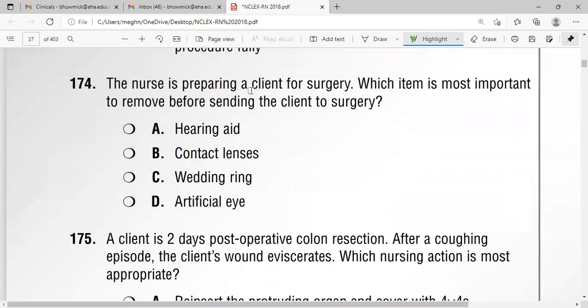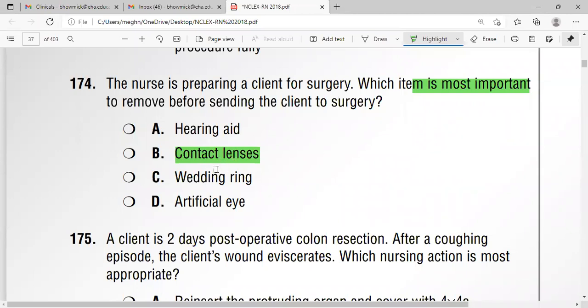Next, the nurse is preparing a client for surgery. Which item is the most important to remove before sending the client to surgery? Number A, hearing aid. B, contact lenses. C, wedding ring. And D, artificial eye. So the correct answer is contact lenses. Which is the most important to remove before sending the client to the surgical room or OT? The correct answer is contact lenses. It is most important to remove the contact lenses because leaving them in can lead to corneal dryness, particularly with contact lenses that are not extended-wear lenses.